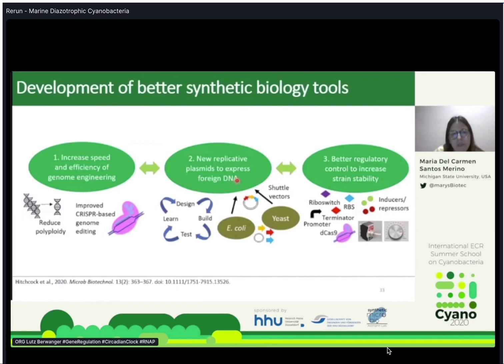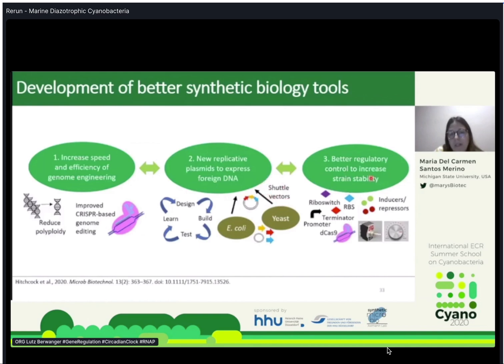Also, instead of using integrated chromosomes, which is what is used in most cases for metabolic engineering, if we are able to develop new replicative plasmids to express, for instance, DNA libraries as they have been used in E. coli and yeast, we can develop libraries that can be analyzed by high-throughput screening, increasing the ability and the speed with which we can optimize the production of a specific compound.